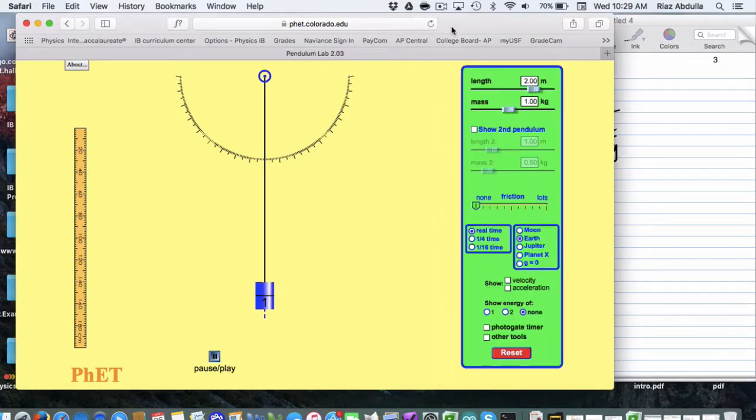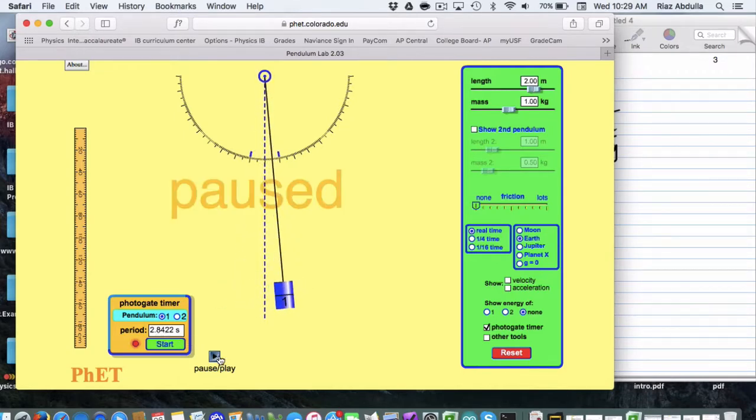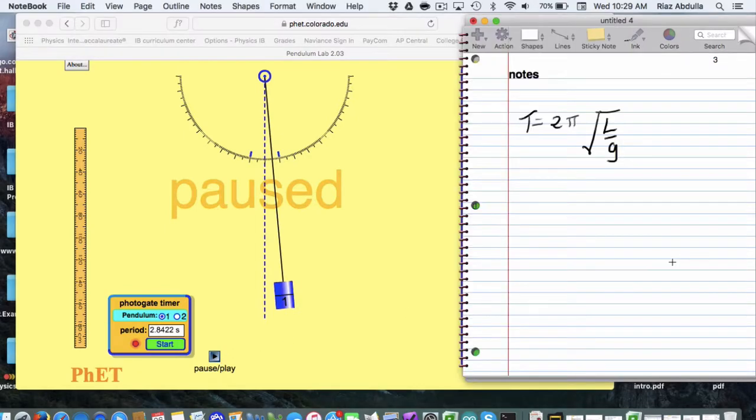I'll go here. I'm going to use the timer, so click on the timer. Then I'm going to give this just a small displacement, let's say 10 degrees, and let it go. Perfect. Now I'm going to start the timer. It's going to tell me how long one period takes, and it tells me that it takes 2.8422 seconds to cover one period.